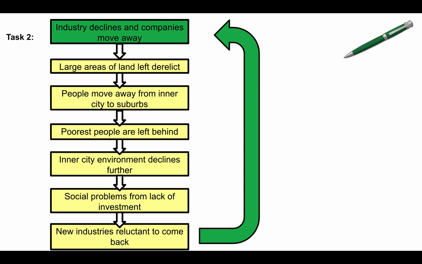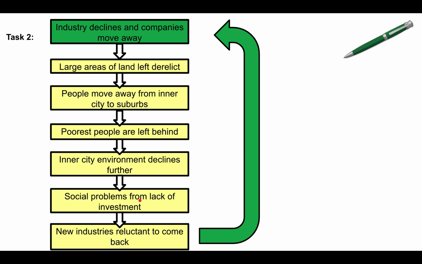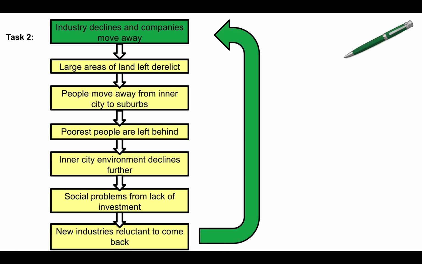Because there's a lack of investment, people are not maintaining it, the area looks a bit shabbier, people aren't taking care of it, and you start to get some more social problems. If the poorest people are left behind, the schools are maybe suffering from a lack of investment, perhaps people struggle to get jobs, perhaps people get lower grades, perhaps crime starts to go up. And all of these things are a problem with a lack of investment.